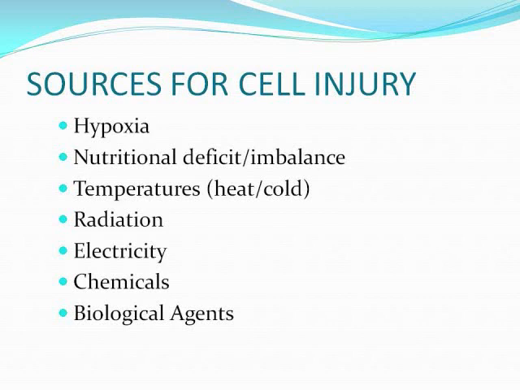How do we injure cells? Well, first we can just not feed them. That's hypoxia or a nutritional deficit or imbalance. We're not feeding the cells in either one of these cases, and they will become injured. Or cells can be exposed to damaging agents, such as too much heat or too much cold, radiation, electricity, chemicals, biological agents.